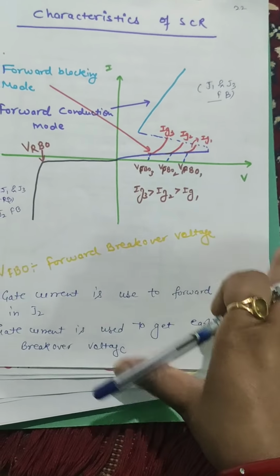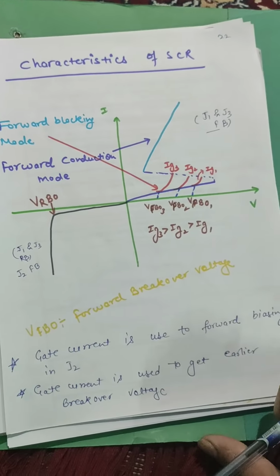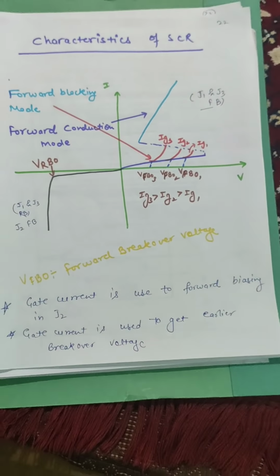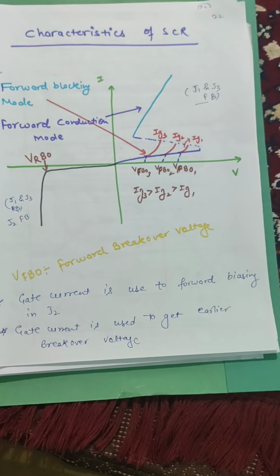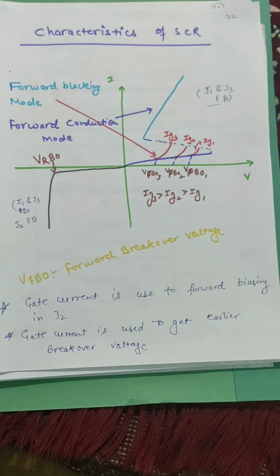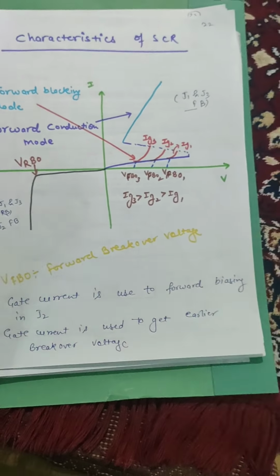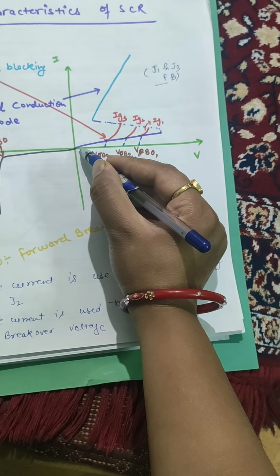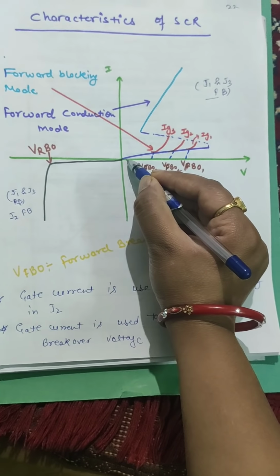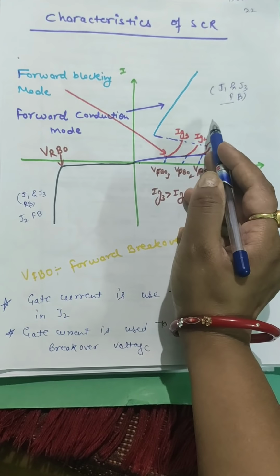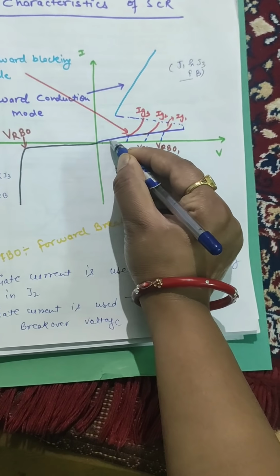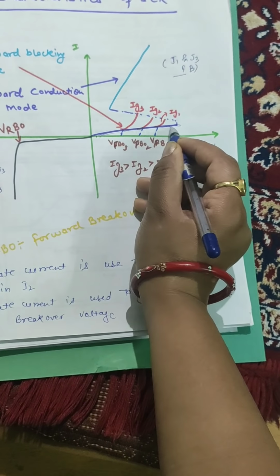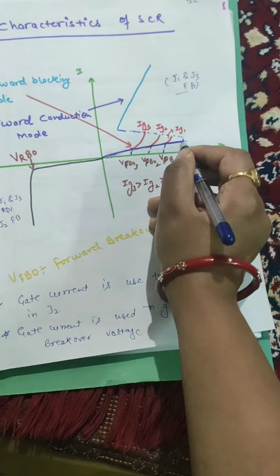This is the characteristics of SCR. You can see from this the IV characteristics, the current and voltage characteristics of SCR. In forward blocking mode, when J1 and J3 are in forward biasing and J2 is in reverse bias, some small current will flow.